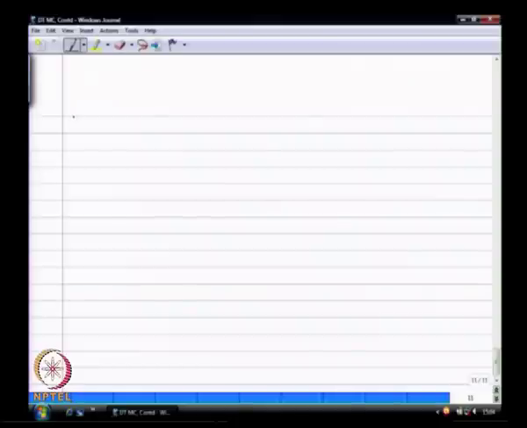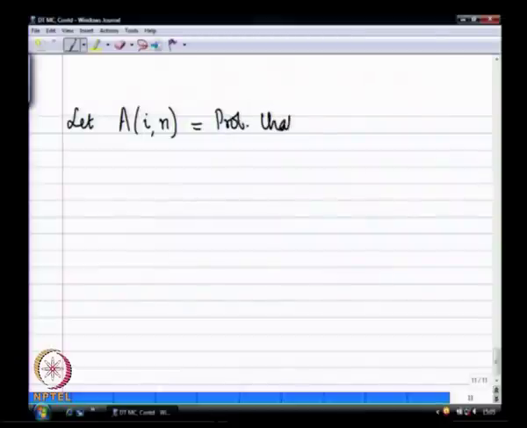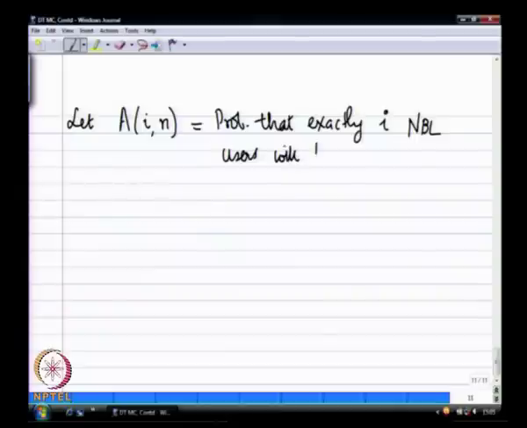So the book has used this A, B without any mnemonics associated. So let A_i(n) be, now your binomial is here, the probability that exactly i non-backlogged users transmit in a slot. Given that the state of the system is n, that there are n backlogged users, out of the m minus n non-backlogged users, i of them are going to transmit a packet.